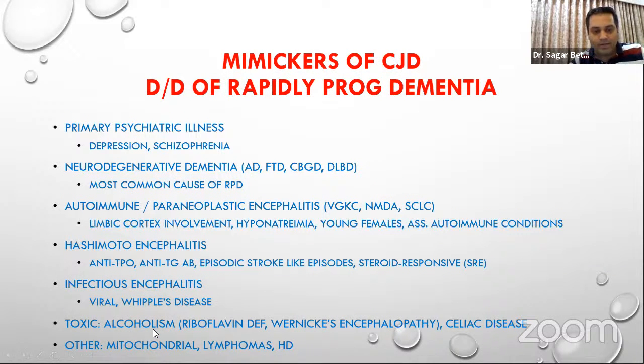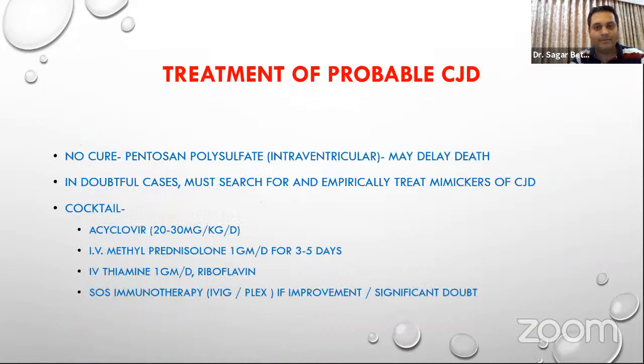Patients who are malnourished, who have a history of chronic alcoholism, or even sometimes chronic renal failure patients, would have a severe riboflavin or thiamine deficiency, which would cause rapid cognitive decline with myoclonic jerks and ataxia. And again, this is very much reversible by supplementing with high dose riboflavin and thiamine. So this should be kept in mind, and a history of alcoholism and severe malnourishment due to any cause should always be pursued. Celiac disease, for the same reason of malnutrition, can also lead to a similar picture. And uncommonly mitochondrial disease, intravascular lymphomas, and things like PML can also mimic CJD.